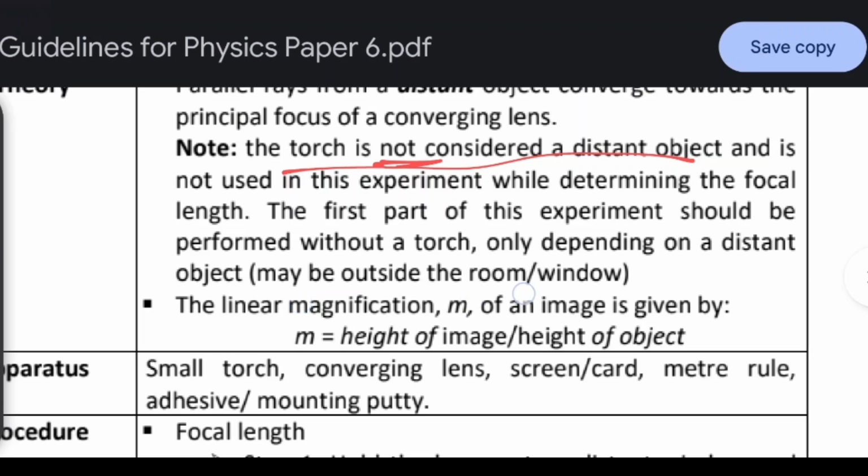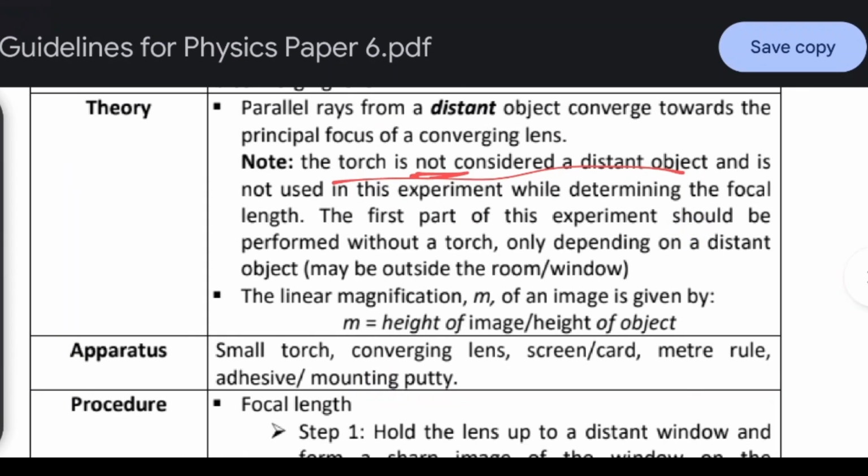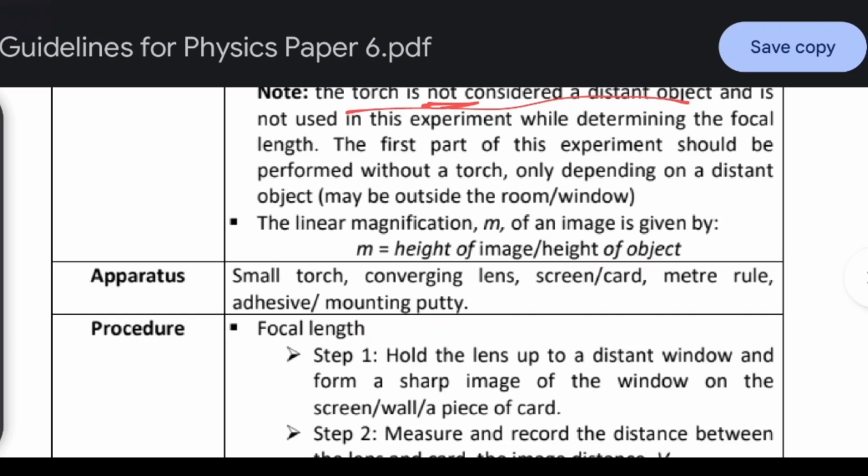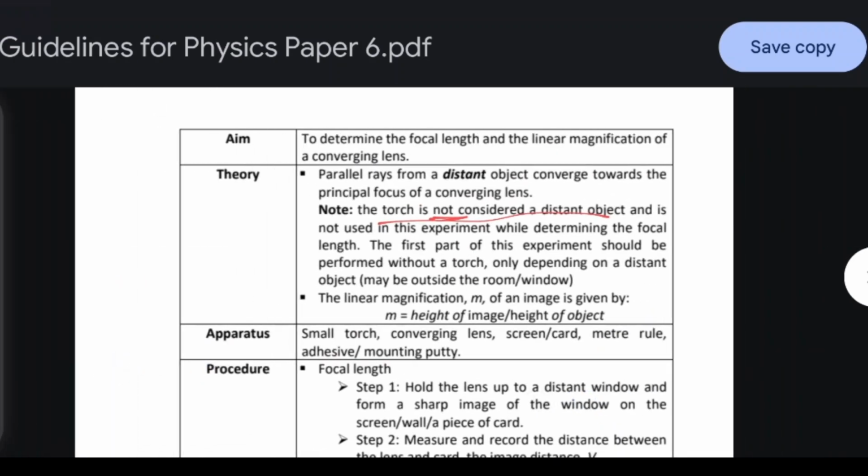So you will use maybe the room or the window or maybe a tree outside that you can see from the window. You can use that as a distant object. Now, remember, magnification is height of image divided by height of object. Okay, this is the theory.